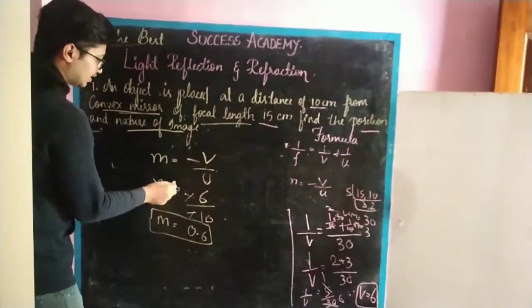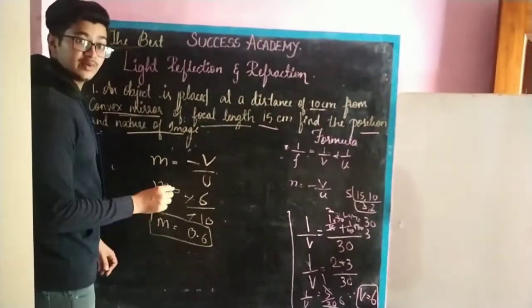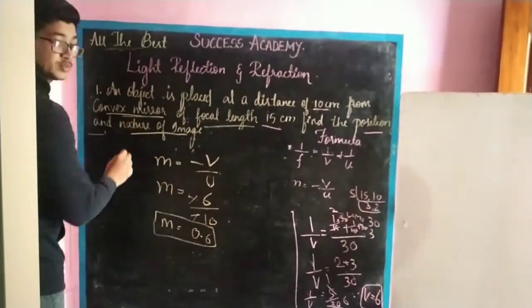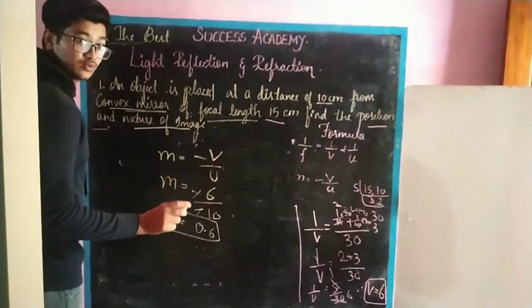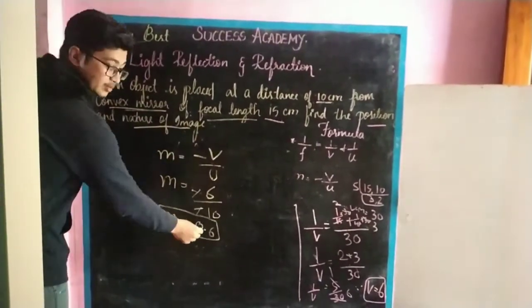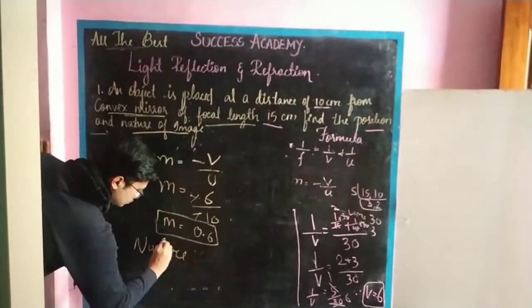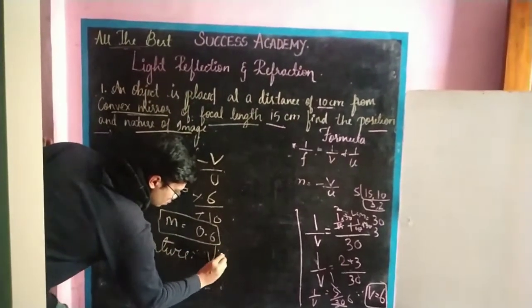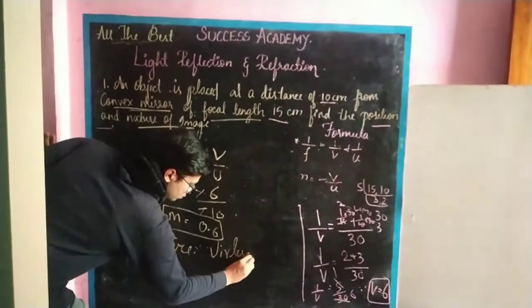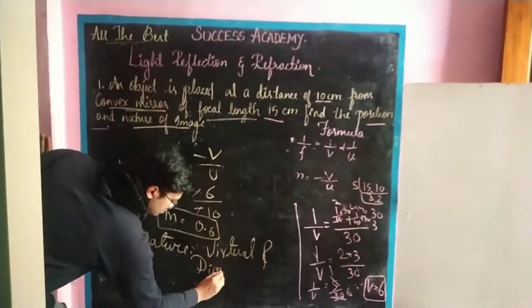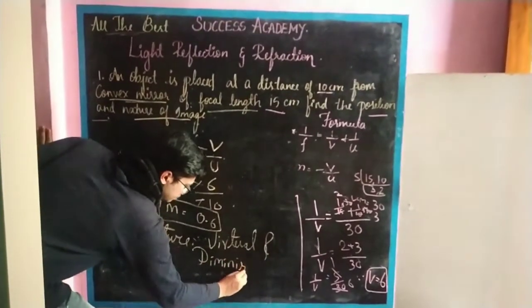By this we can say that m is lesser than 1, which means the image is diminished. In a convex mirror it will produce virtual and diminished images. Nature: virtual and diminished.